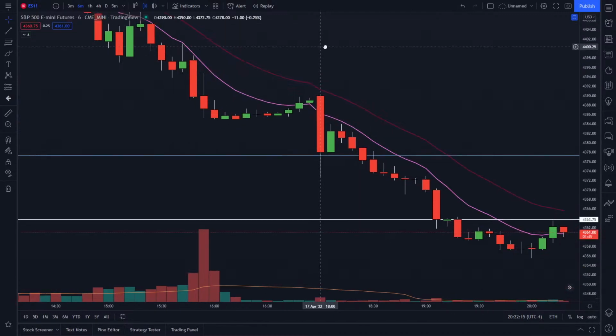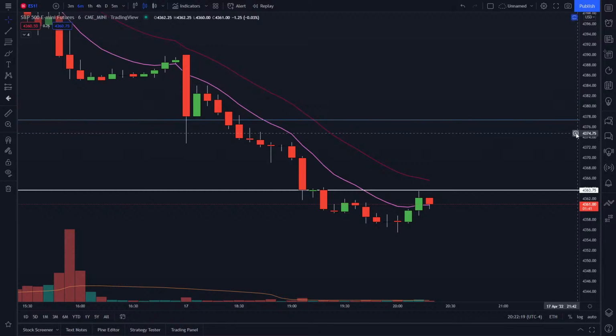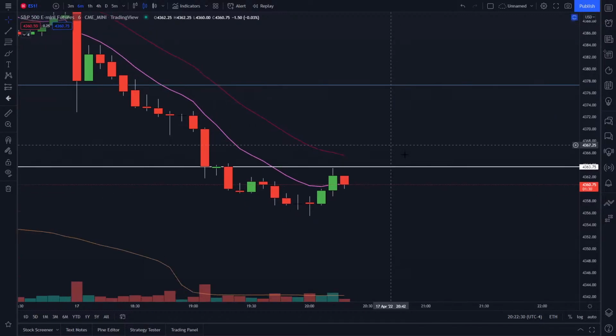Are we looking at SPY? We're not looking at SPY right now. These are futures, which is E-mini futures, which is basically the S&P 500. Or I mean, it is the futures for the S&P 500, which is basically SPY.